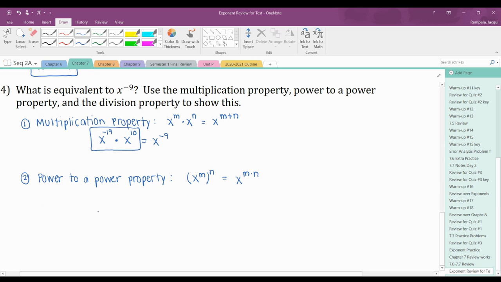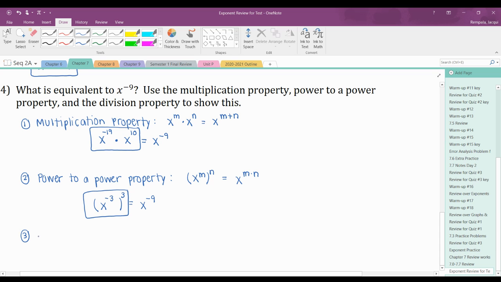So essentially, I want to keep the base of x and have two exponents that when I multiply them together, give me negative 9. So there are several different things here, but I would say like negative 3 times positive 3. So negative 3 times positive 3 is going to give me x to the negative 9th. So here is my answer that's equivalent to x to the negative 9th.